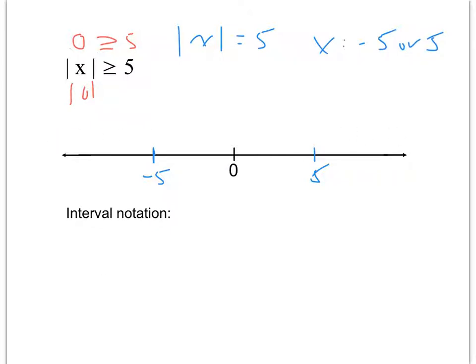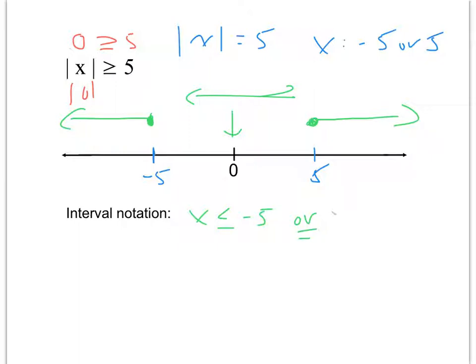So our answer on the graph is going to be a closed dot at negative 5 and everything less than that, and a closed dot at 5 and everything greater than that. Okay, 0 did not work. 0 right here did not work. So this section right here is not part of our answer. Everything outside is. So we can write this now as x is less than or equal to negative 5, or, this is an or, x is greater than or equal to positive 5.